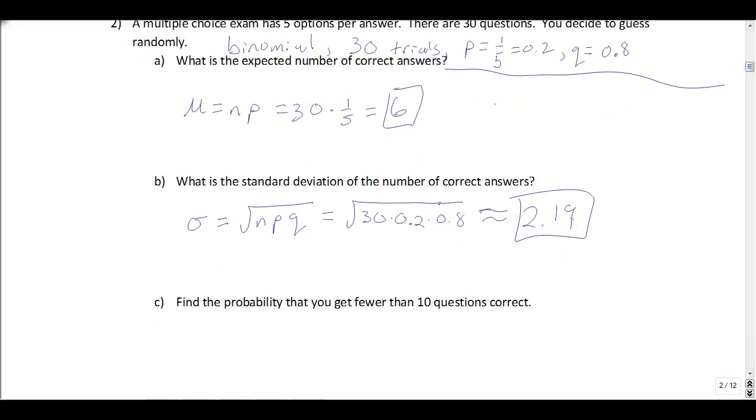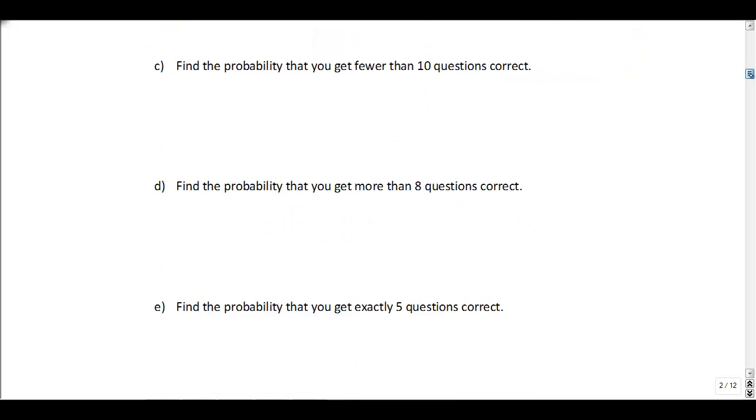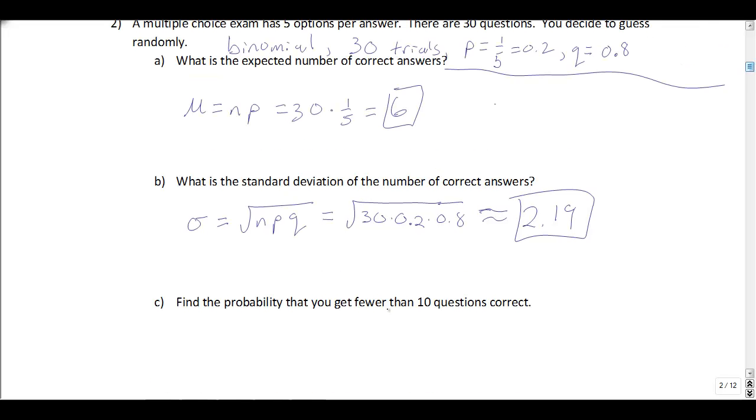I suppose you could actually calculate that if you did the discrete distribution we did on number 1, but you'd have 31 options, that is getting 0 successes, 1 success, 2 successes, up to 30. So in principle you could do that, but it'd be a complete mess. This formula is really what you want to use here. Okay, part C. Find the probability you get fewer than 10 questions correct. So fewer than 10, I'm going to find the probability.